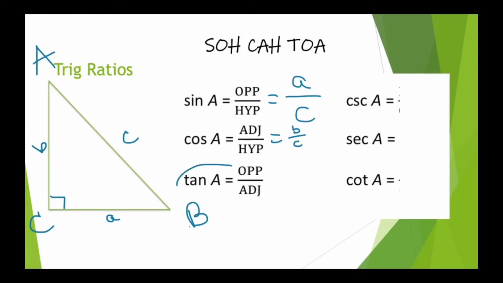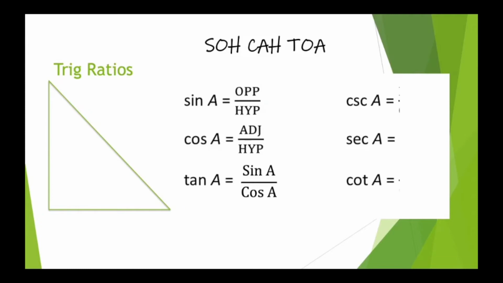And now let's do our tangent. Tangent of A is opposite over adjacent. That's where we get the TOA from. A, the opposite of A, is little a, and the adjacent to A is B. So we have a over b. There is one other thing you need to realize. If I took the measures of sine A and divided it by the cosine A, I would also get tangent.